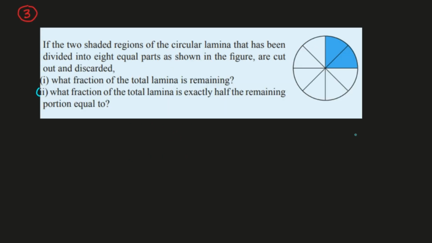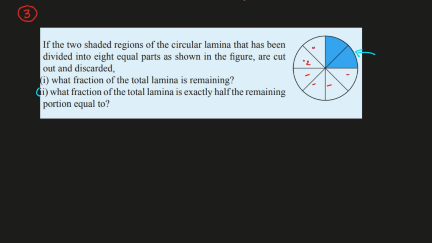Okay, so this is the third question. If the two shaded regions of a circular lamina that has been divided into eight equal parts, as shown in the figure here, are cut out and discarded, what fraction of the total lamina is remaining? So you can see these parts are remaining. So how many parts are there in total?